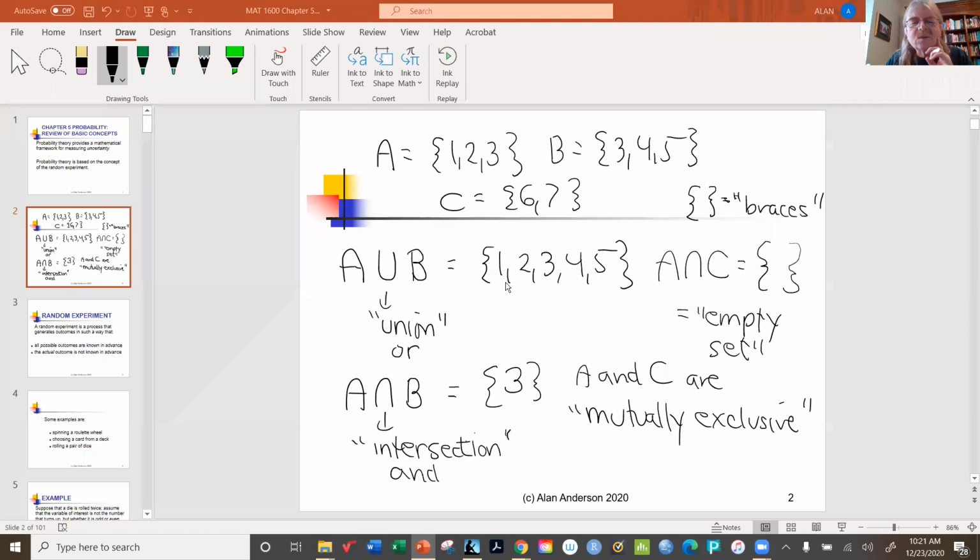Oh, wait a minute. I just realized there's one more concept I wanted to show you before we carry on. Just one more.